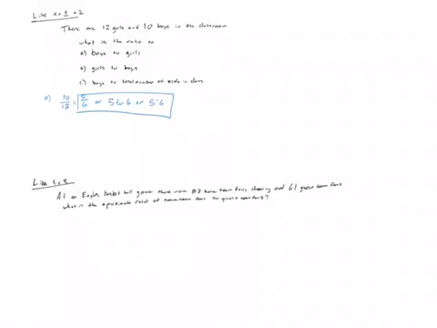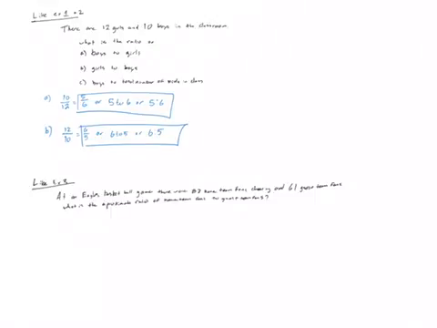Looking at part B, it says, what's the ratio of girls to boys? Well, there are 12 girls, and there are 10 boys. So again, if we reduce that, that would be 6 over 5, or 6 to 5, or 6 colon 5. Again, any one of those would be correct.